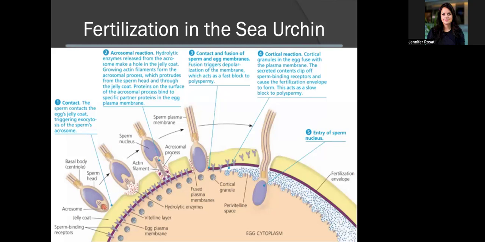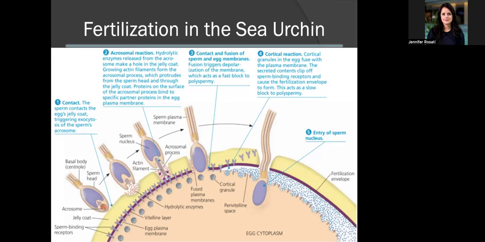This diagram represents the fertilization process in the sea urchin. Note that when contact occurs between the sperm and the egg, the acrosome will release hydrolytic enzymes. This then initiates the acrosomal reaction. These enzymes will then penetrate through the jelly coat of the egg. Actin filaments will form the acrosomal process, which will then protrude through the jelly coat. Proteins on the surface will help ensure specific binding between the egg and the sperm.